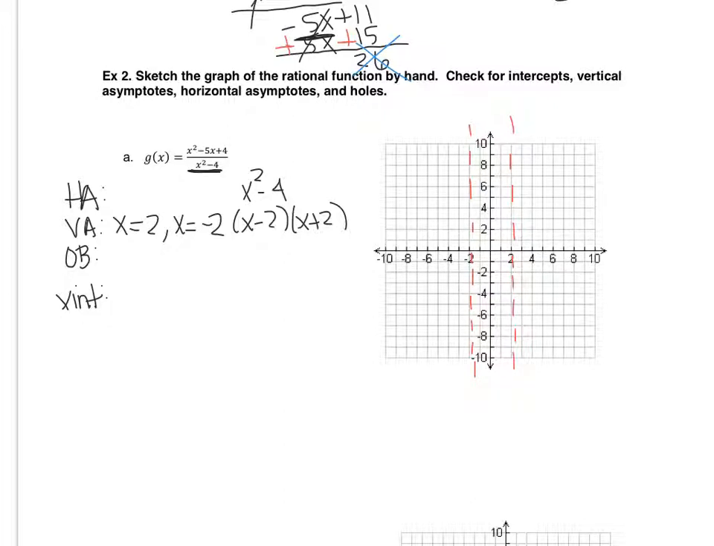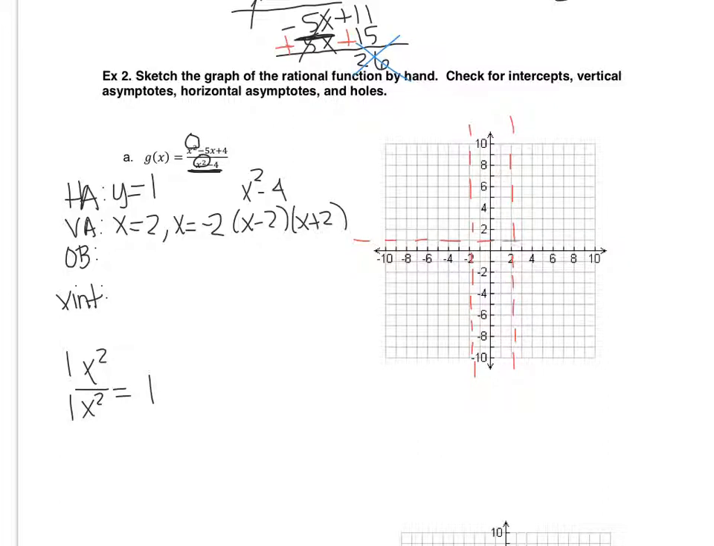Now what I'm going to do is see if I have any horizontal or oblique asymptotes. So if you notice the powers, my powers are equal on top and bottom. I have 2 and 2. So that means I have a horizontal asymptote. So you take the coefficients in front and divide them. 1. So I have a horizontal asymptote at y equals 1. So I'm going to go ahead and graph that one as well.